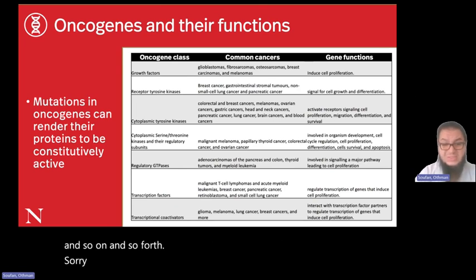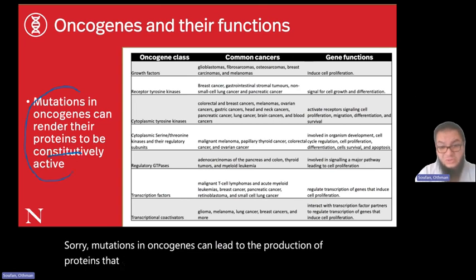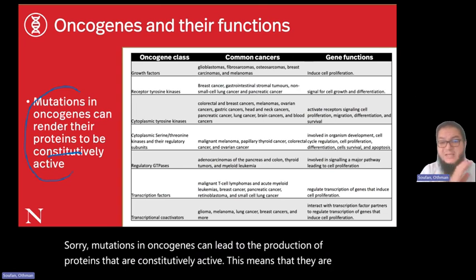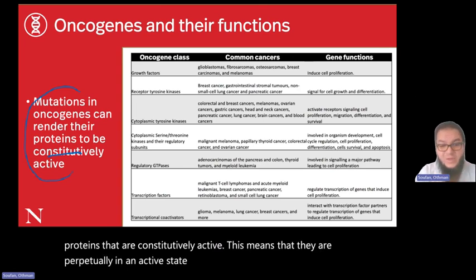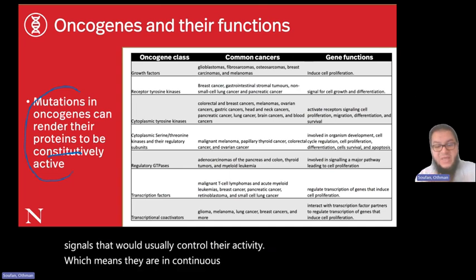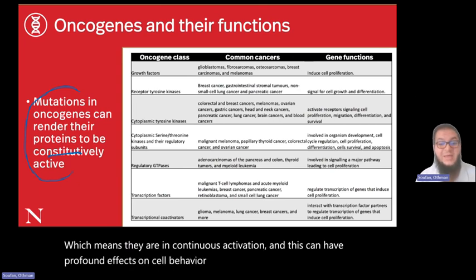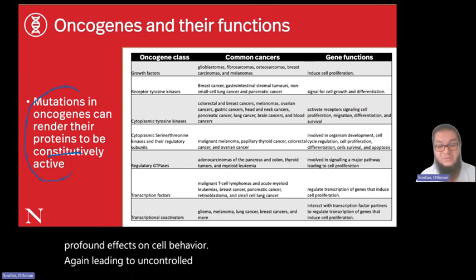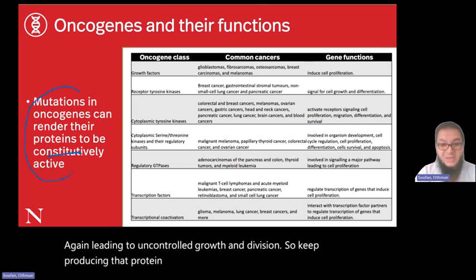Mutations in oncogenes can lead to the production of proteins that are constitutively active. This means that they are perpetually in an active state, regardless of the normal regulatory signals that would usually control their activity, which means they are in continuous activation. And this can have profound effects on cell behavior, again, leading to uncontrolled growth and division. So keep producing that protein. This is certainly going to be an issue.